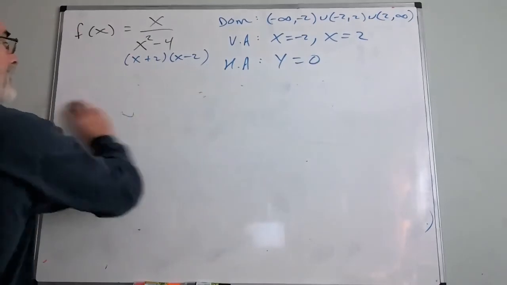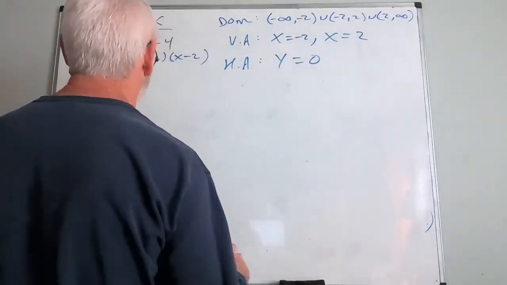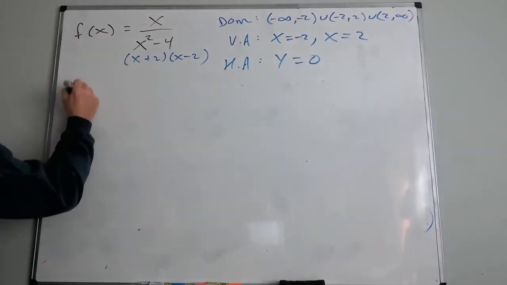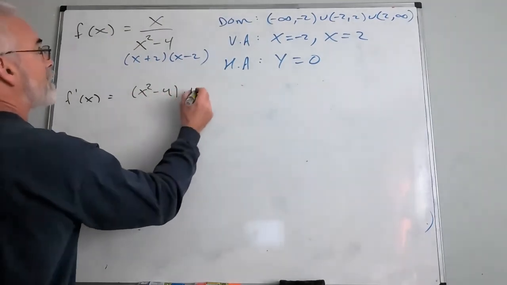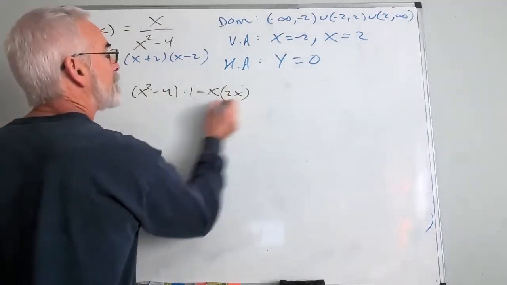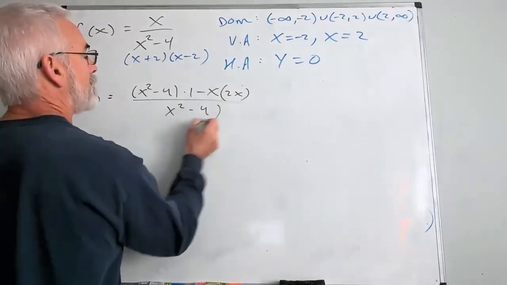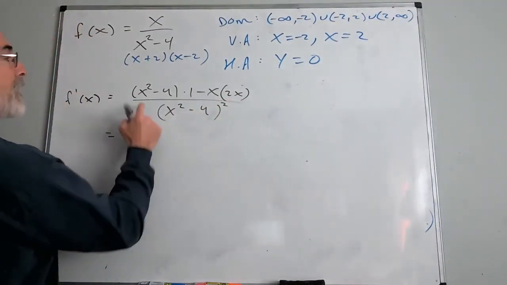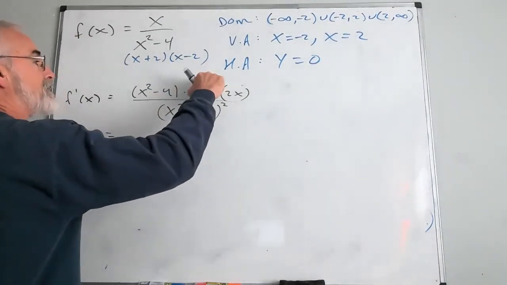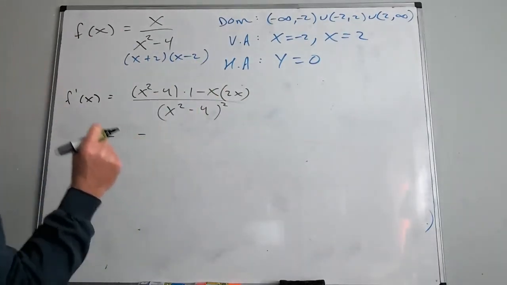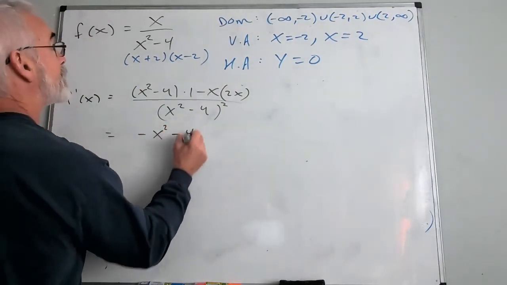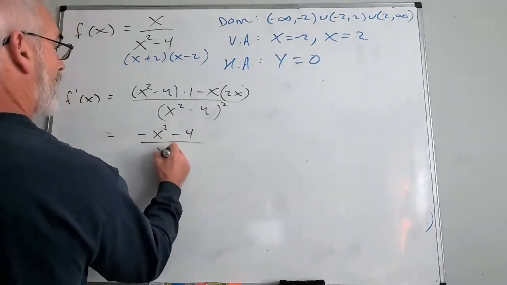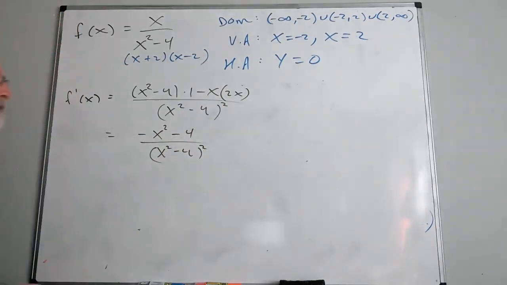Cool. So now let's see if we have any critical values or inflection points. So now I need to take derivatives. So f prime of x, straight up quotient rule. So bottom times derivative of top minus top times derivative of bottom over the square of the bottom. So what have I got? I've got x squared minus 4 minus 2x squared. So that's negative. Did I write that correctly? Yes, that's negative x squared minus 4 over x squared minus 4 squared. Kind of ugly, but that's what it is.